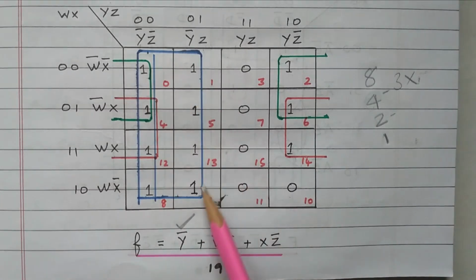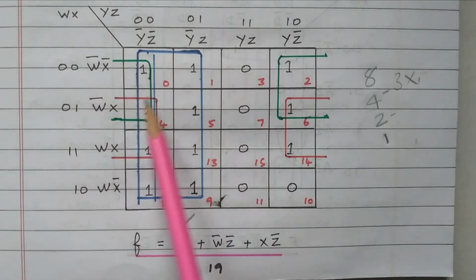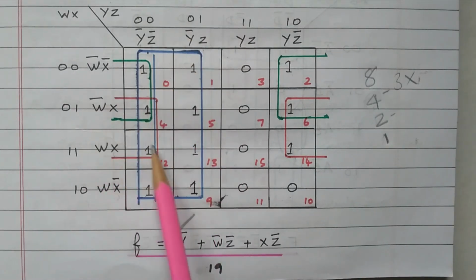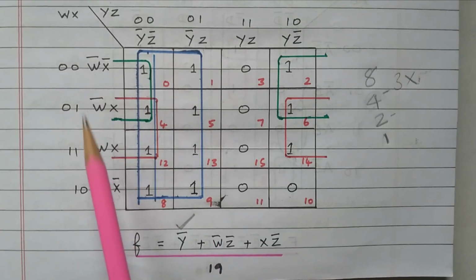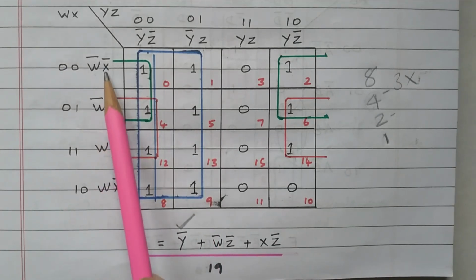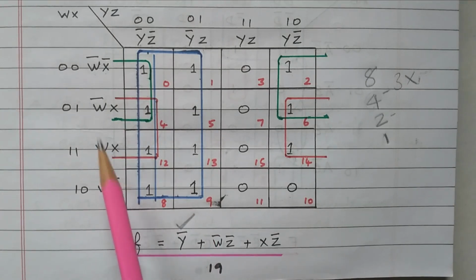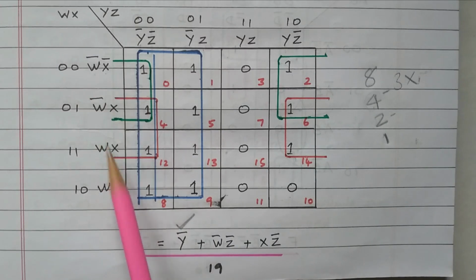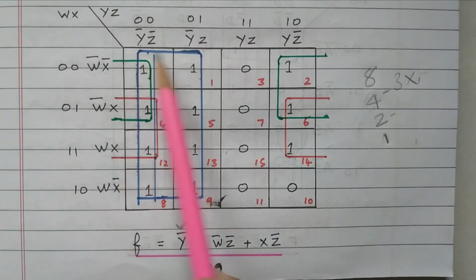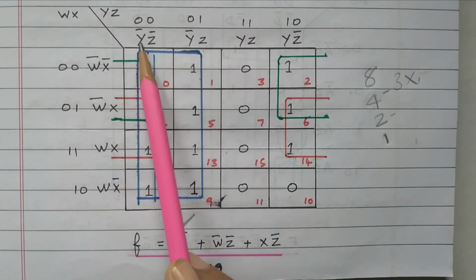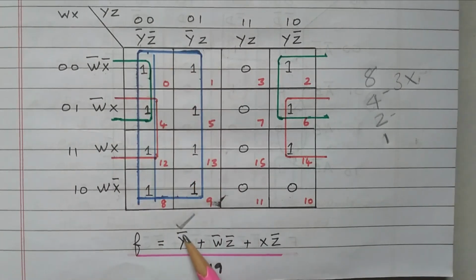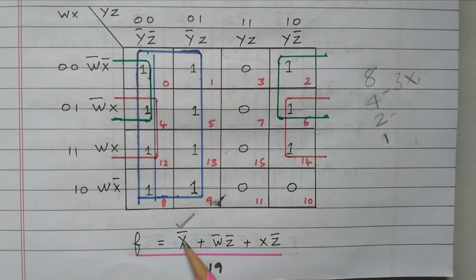While grouping 8 cells, we have to refer to the corresponding row side as well as the column side. On the row side, all terms get cancelled, because where W bar is available, W is also available, and where X bar is available, X is available. W bar W gets cancelled, X bar X gets cancelled. While referring to the column side, Y bar is available, Z bar Z gets cancelled, and only Y bar remains. This is the first grouping.